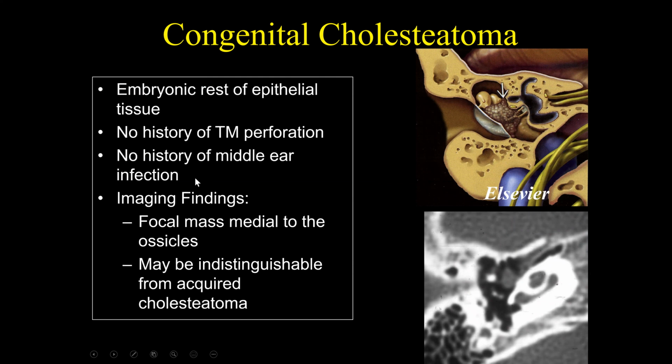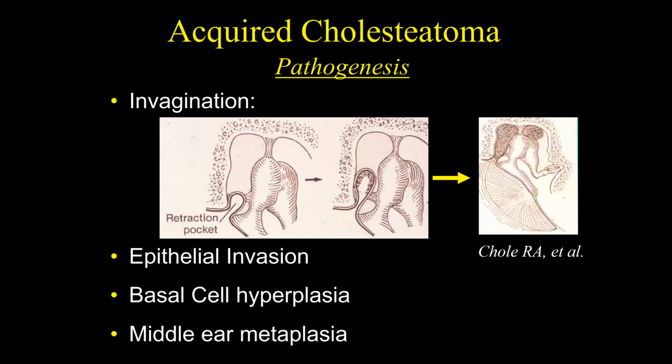There's no history of middle ear infection, and the imaging findings are a focal mass medial to the ossicles, and they can be indistinguishable from a cholesteatoma. But the key thing here is to understand that the congenital cholesteatoma is not associated with any type of middle ear infections. The next type is the acquired cholesteatoma.